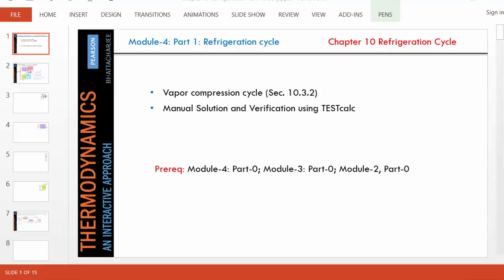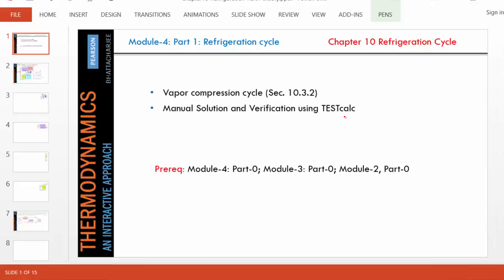Welcome. Welcome to Module 4 of Part 1, which deals with refrigeration cycles. In this module, we'll cover implementation of the cycle in detail, especially the vapor compression cycle. We'll solve a problem manually and verify using TEST help.